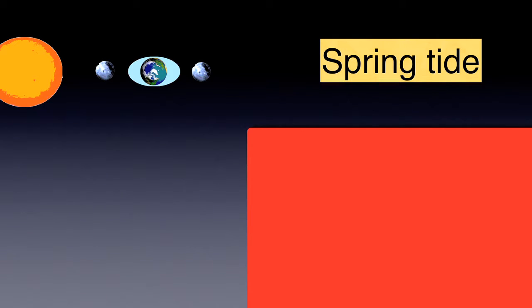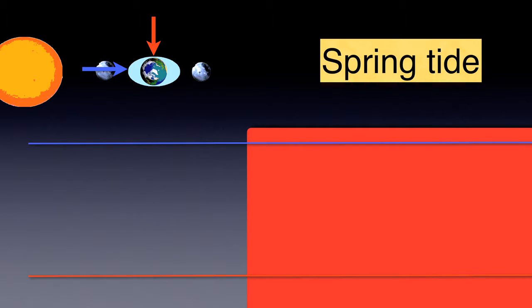This is how the tidal range at springs and neaps might look in practice. Let's take a spring tide first, where the gravitational pull of the Sun and the Moon are at their greatest. Low water will be at its lowest and high water will be at its highest.